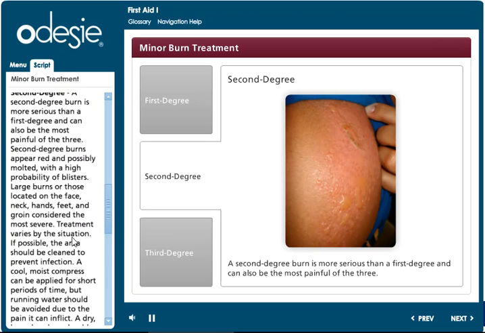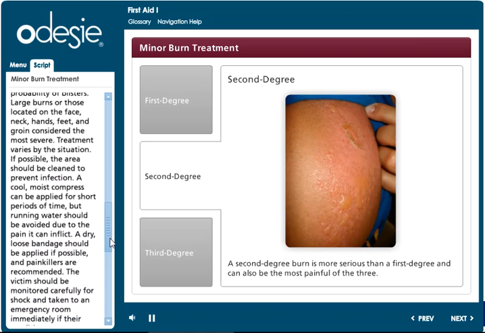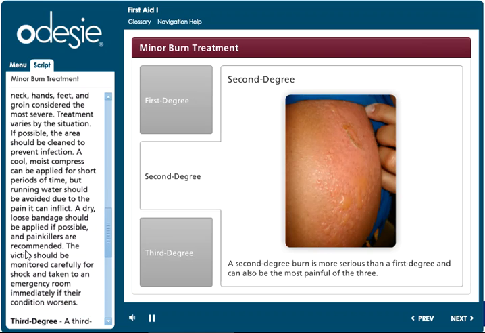Treatment varies by the situation. If possible, the area should be cleaned to prevent infection. A cool, moist compress can be applied for short periods of time, but running water should be avoided due to the pain it can inflict. A dry, loose bandage should be applied if possible, and painkillers are recommended. The victim should be monitored carefully for shock and taken to an emergency room immediately if their condition worsens.